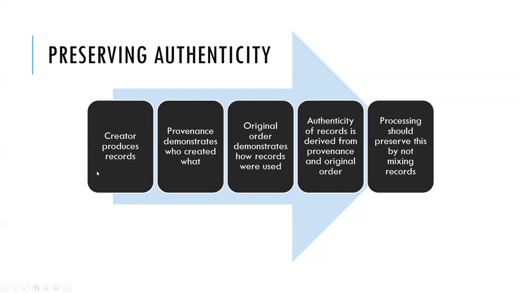So again, there's this whole idea of a curator producing records. Provenance determines who created what, and again, provenance can be kind of a mixed and sticky term. The original order of the records demonstrates how the records were used, and the authenticity of a record is derived from the provenance and original order.